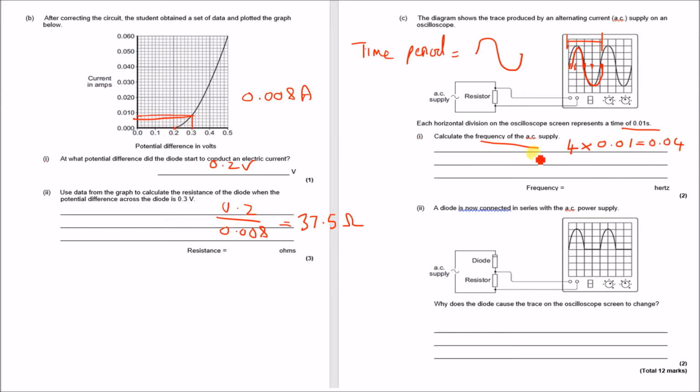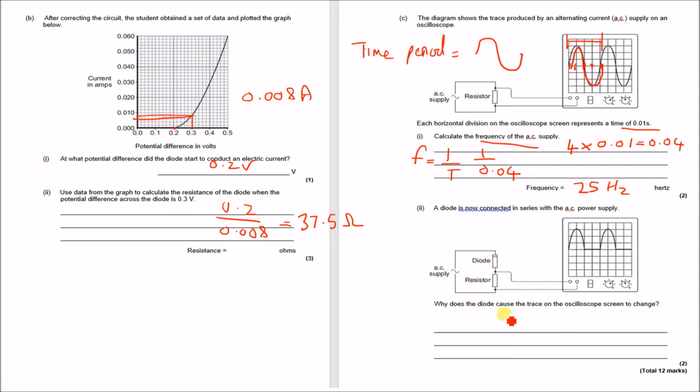So if the time period is 0.04 seconds, then frequency is equal to 1 over time period. This is a reciprocal, the reciprocal of 0.04, so 1 over 0.04 is going to give us the frequency, and 1 over 0.04 is 25 Hertz.